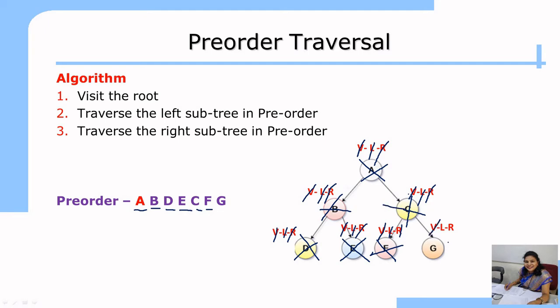First step is what? Visit the vertex. So you print the G here. Then go to the left, there is nothing. Go to the right, there is nothing. So we visit each and every node of this binary tree using the pre-order algorithm.